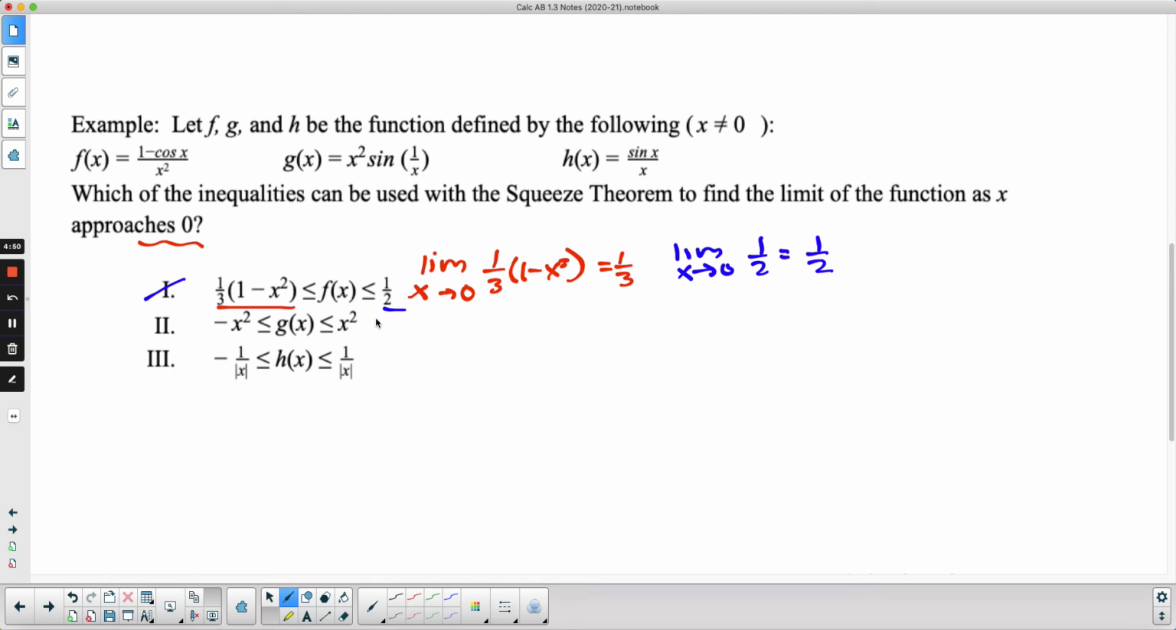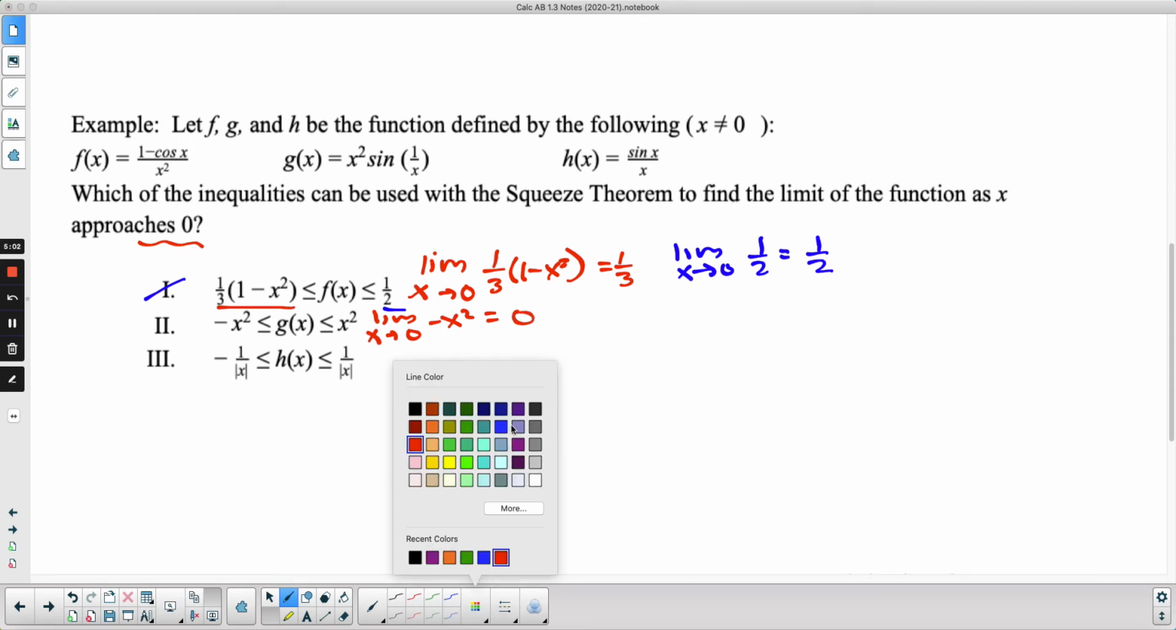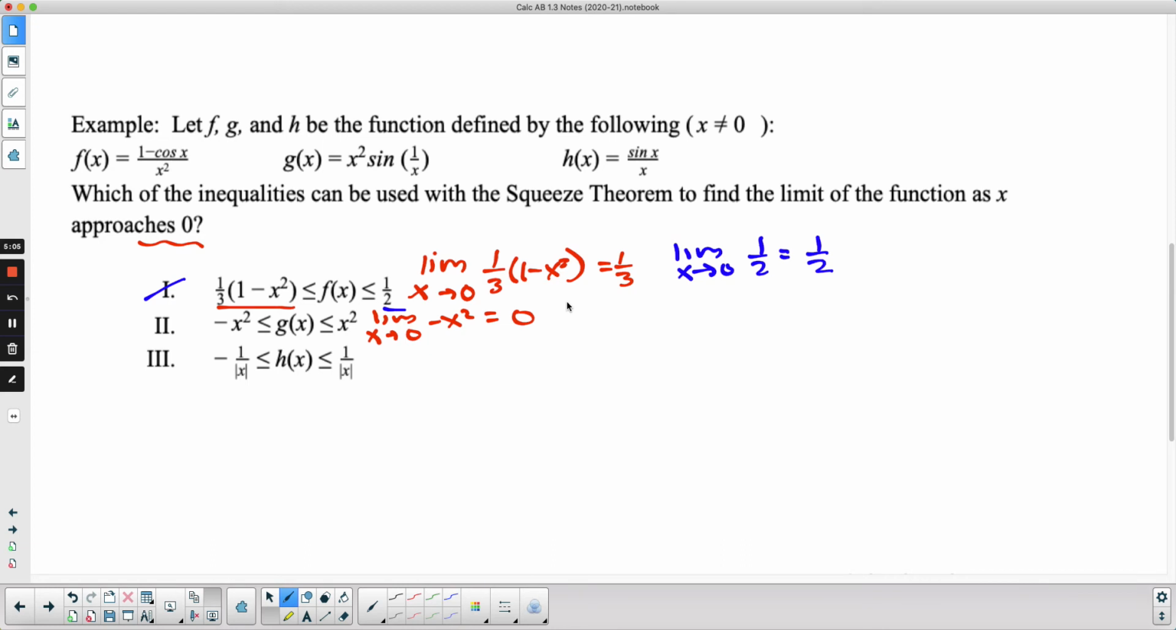So for part 2 here, the limit as x goes to 0 of negative x squared. Well, if we substitute that in, we get 0. All right, and then the limit of the right side here, limit as x goes to 0 of x squared is 0. So those limits are the same, so then we could technically assume, okay, since these values are the same, the limits as we go to 0 are the same on either side. That means the limit of g of x as x goes to 0 has to be 0 as well. We still have to test out this last one.